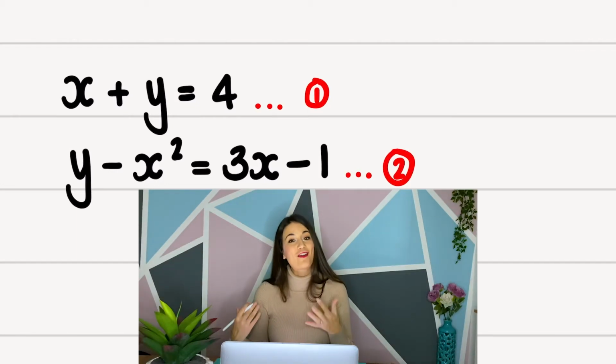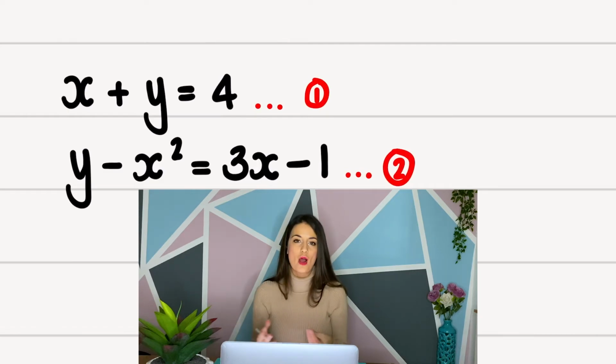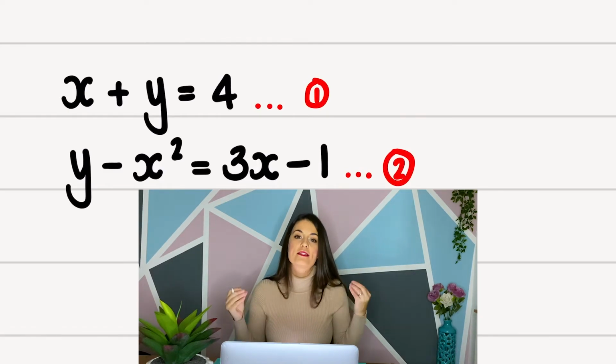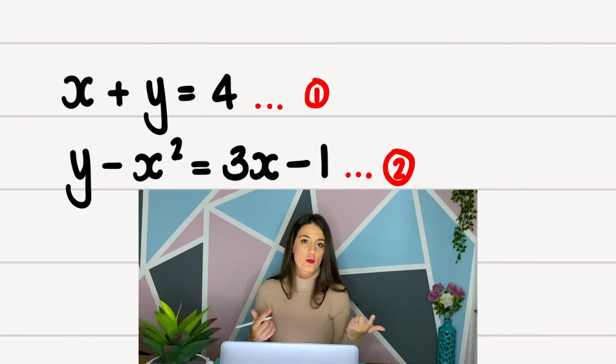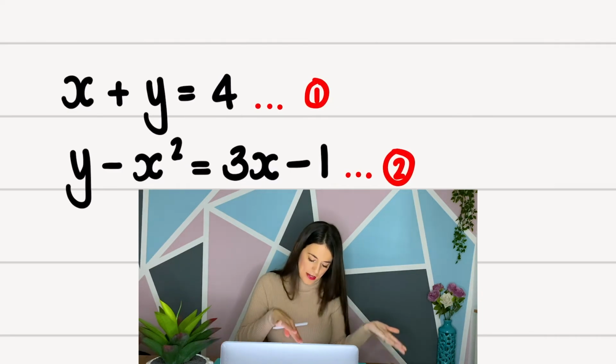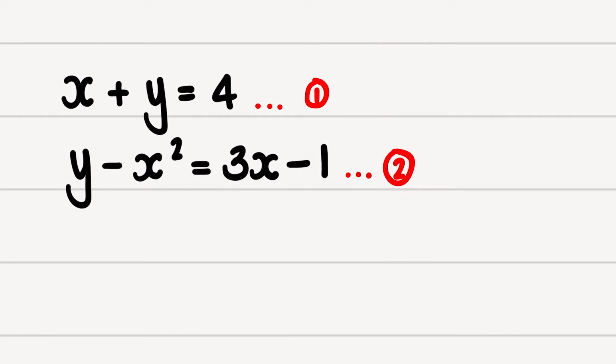What I can notice, however, is that neither of these two equations has the x or the y as the subject of the formula. Now, I would need x or y to be the subject of the formula of one of the equations so that I can substitute into my second equation. So if I look at equation number 1, I could make x or y the subject of the formula by taking the remaining x or y across the equal sign. So I'm going to make y the subject of the formula.